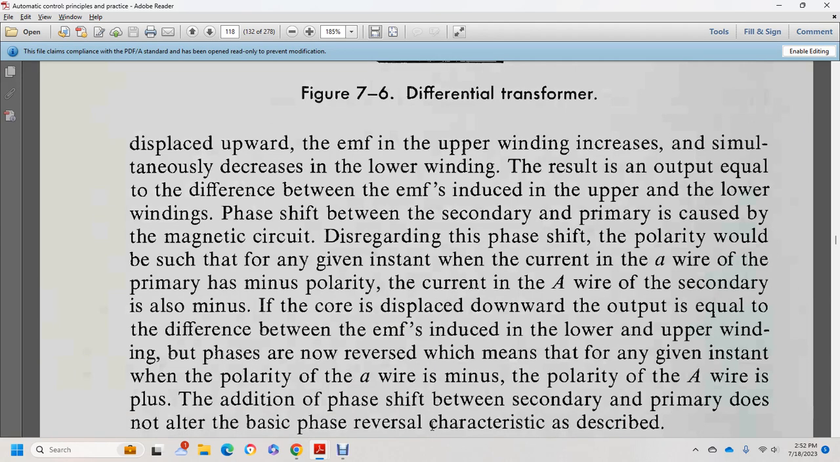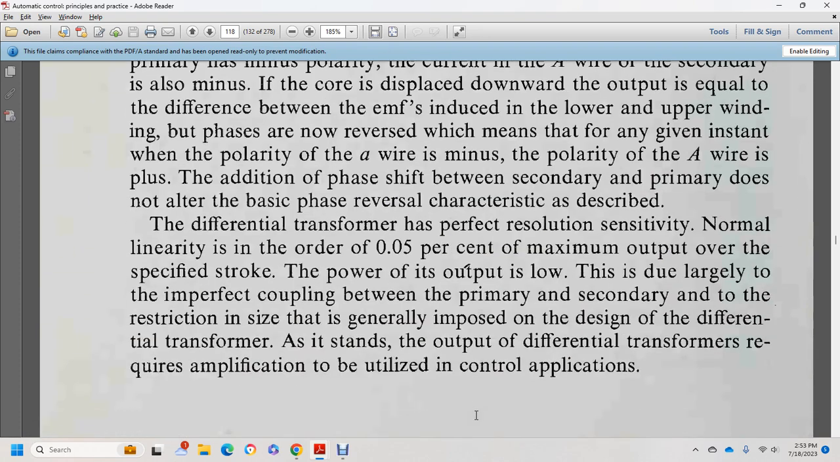Discarding the phase shift, the polarity would be such that at any given instant, when the current over the A wire of the primary has minus polarity, the A wire of the secondary has plus. If the core is displaced downward, the output is equal to the difference between the EMFs induced in the lower and upper windings, but the phase is reversed, which means that at a given instant when the polarity of the minor A wire is minus, the polarity of the bigger A wire is plus. The additional phase shift between secondary and primary does not alter the basic phase reversal characteristics described.